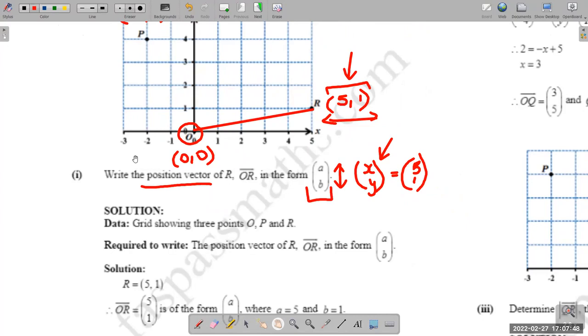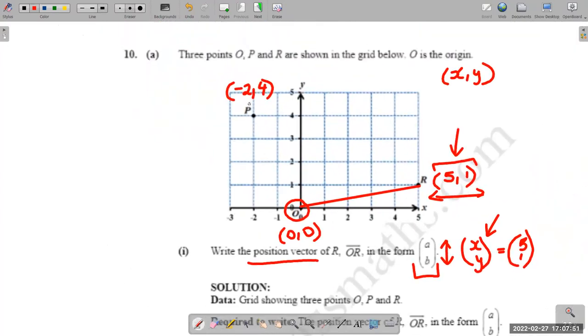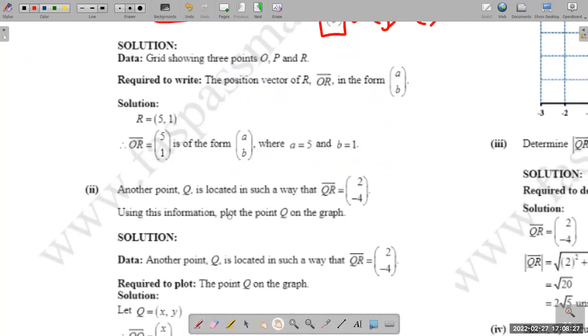Just for the point of practice, what would be P in the form of a vector? I want P in this form here as well. Keep in mind, the position vector is called OP because it comes from the origin and goes to P. We simply take this point and rewrite it vertically. So it would become -2 on the top and 4 on the bottom. That's literally it. That's how you change a coordinate to a position vector. All right, let's keep moving now.